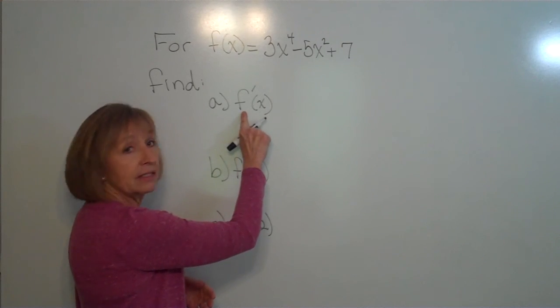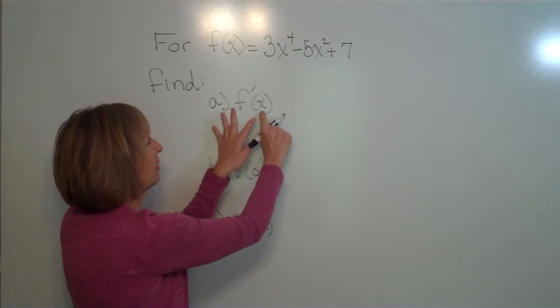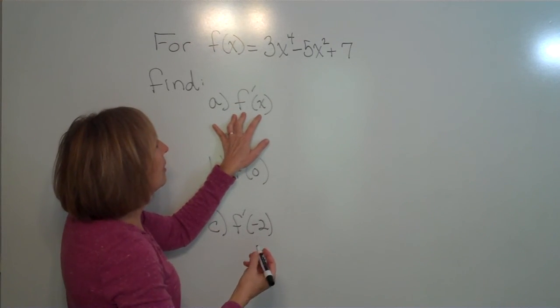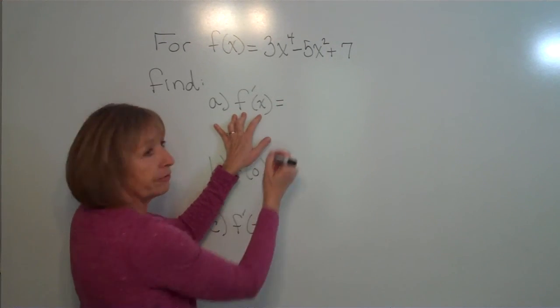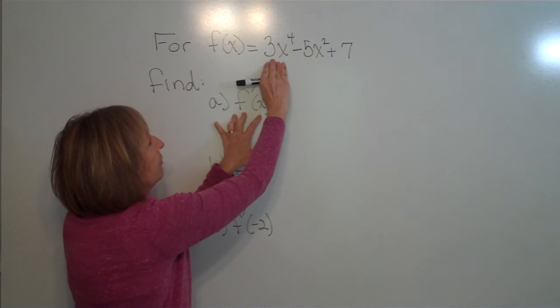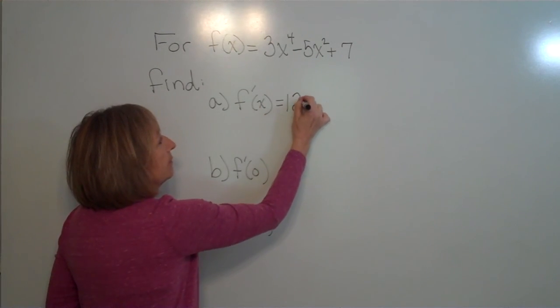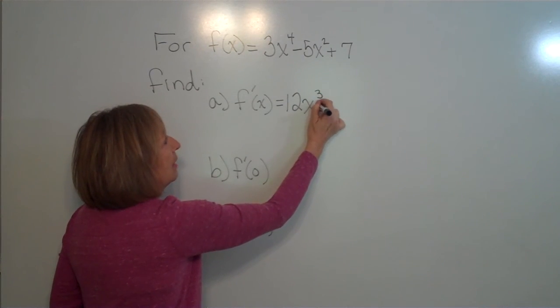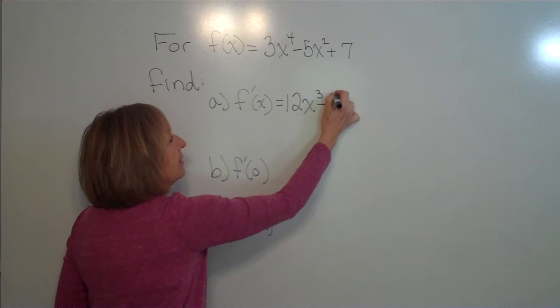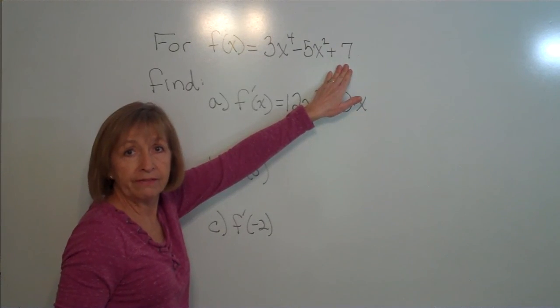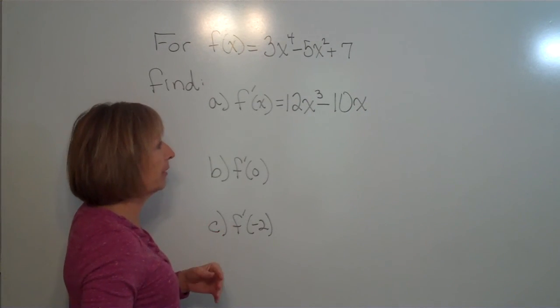And this first one just says to find f prime of x, so the same variable that the function is acting on. So here I'm just going to straight differentiate it, and this first term's derivative is going to be 12x cubed, and then minus 10x, and then our constant term's derivative is 0. So that's the part A.